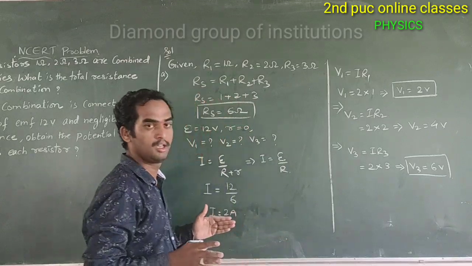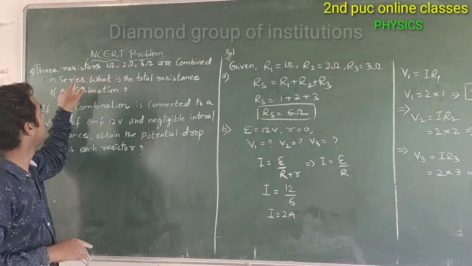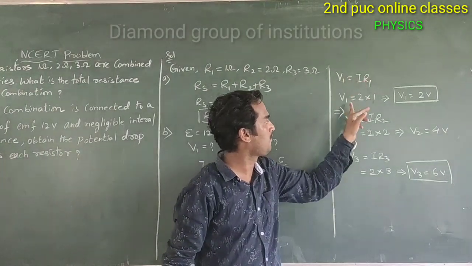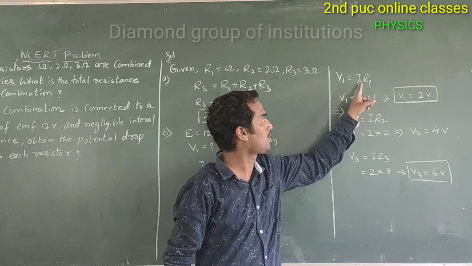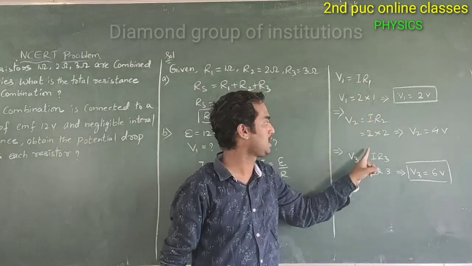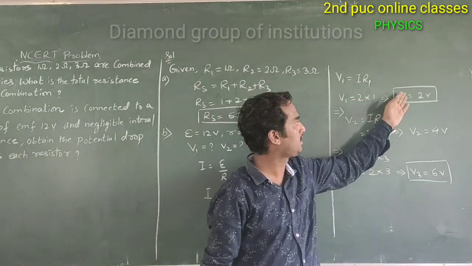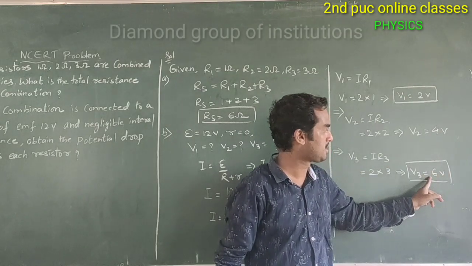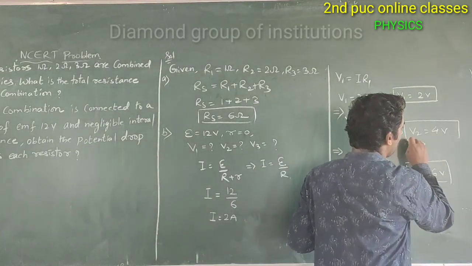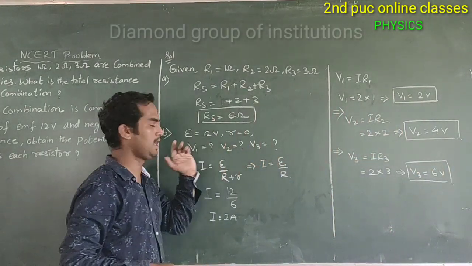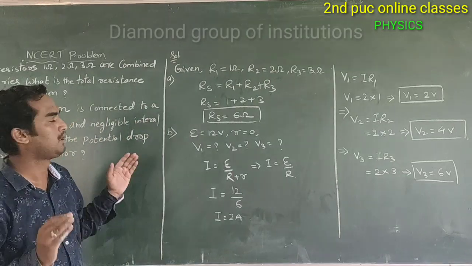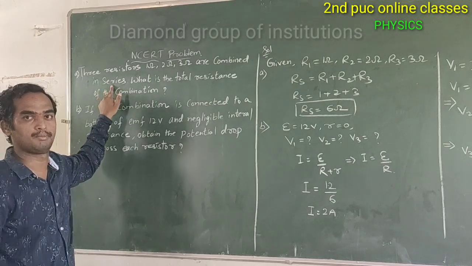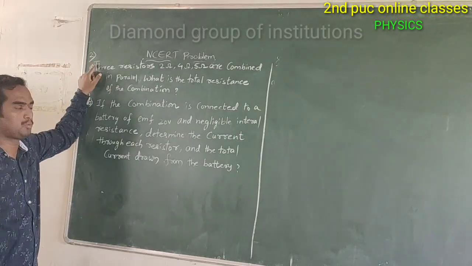So this question is based on which combination? Series combination. So that's why what is different here? V1, V2, V3 are different, but what is the same here? Current is same across each resistor. If you add these three, 2 plus 4, 6, 6 plus 6, what is the value? 12 volt. That is already mentioned here. So this is the most important problem based on which combination? Series combination.